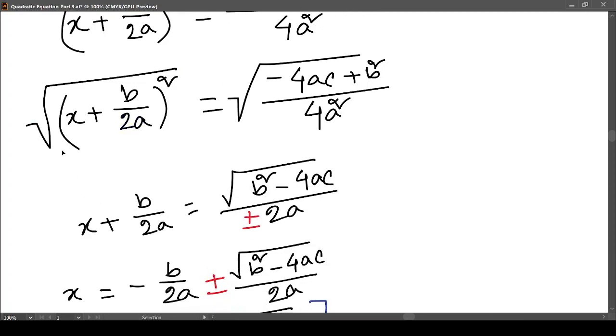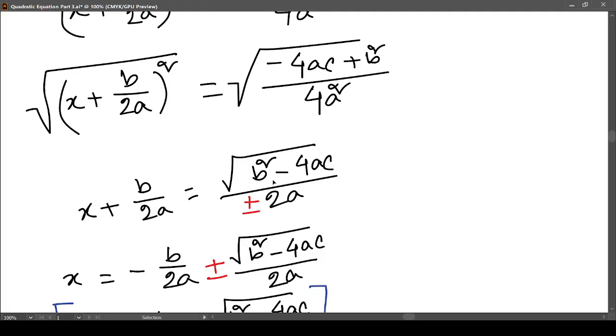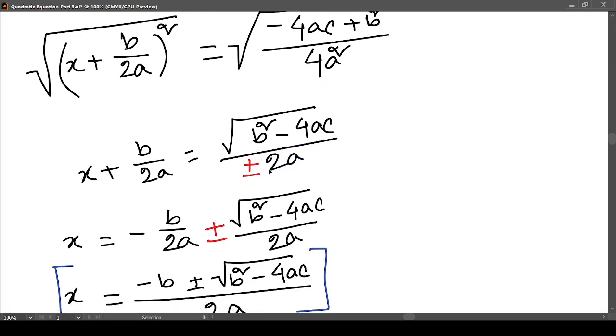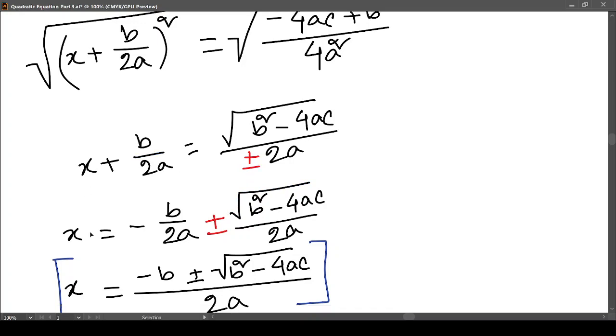Now if you square root both sides of this equation, you get x plus b divided by 2a equals to square root of b square minus 4ac divided by plus minus 2a. Because when you square root something and you get a whole value, that whole value must have two different signs. One will be positive and the other one will be negative. That's the thing with square roots.